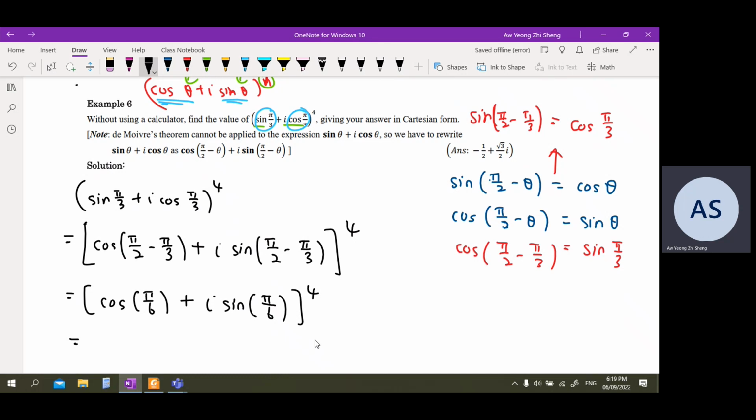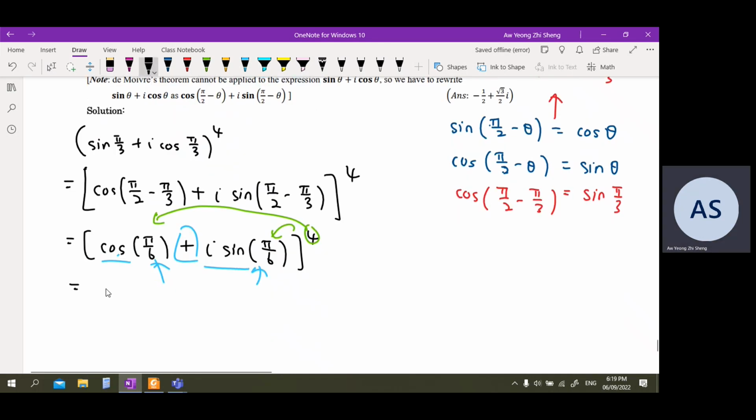Okay, now can we apply de Moivre's theorem? Do we have the form cos theta plus I sine theta? Yes, we do have, because we now have cos followed by I sine. We have plus in the middle. We have two same angles here. Okay, so we can confidently distribute the 4 into the angles. So now you have cos of 4 pi over 6 plus I sine of 4 pi over 6.